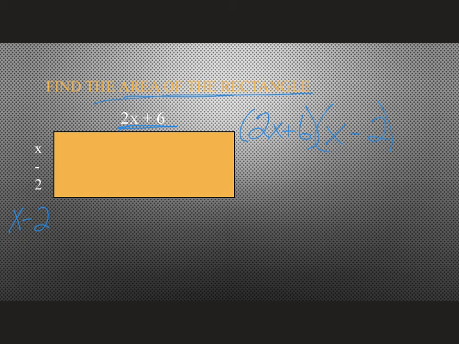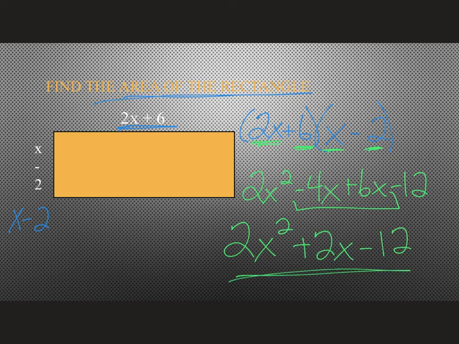We've done something similar. So 2x times x gives me 2x squared. 2x times negative 2 gives me negative 4x. 6 times x gives me positive 6x. 6 times negative 2 gives me negative 12. So I can combine these two terms. So I have 2x squared plus 2x minus 12. That is the area of my rectangle.